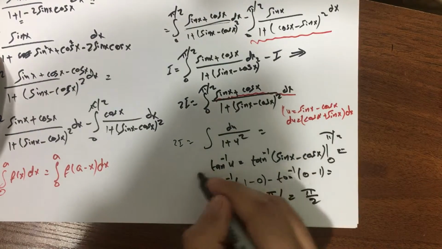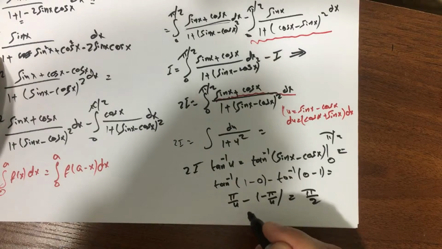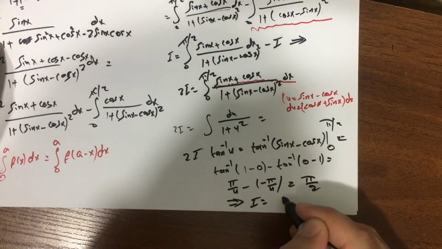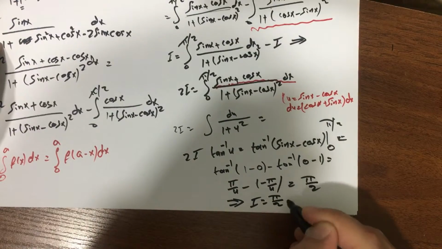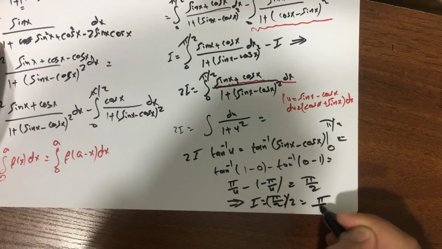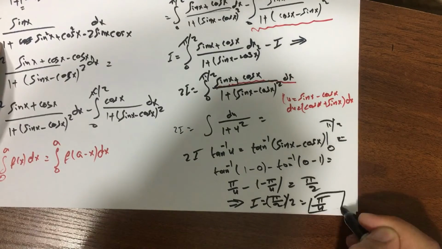Remember that this is 2I, and therefore we have I equals pi over 2 over 2, and this equals pi over 4, and this is the final answer.